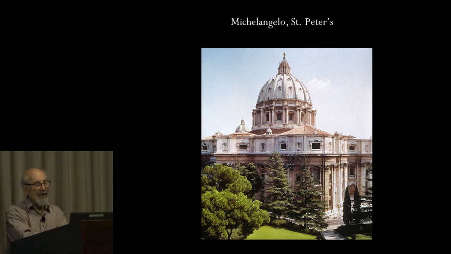So Michelangelo couples columns against the wall. We see alternating windows and two columns. That gives a more dynamic upward thrust, I think, certainly than the way that Bramante did it. And those columns are directly underneath exterior ribs on the outside of the dome. So there is a feeling of a grand upward thrust.